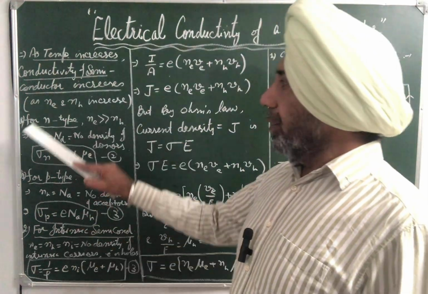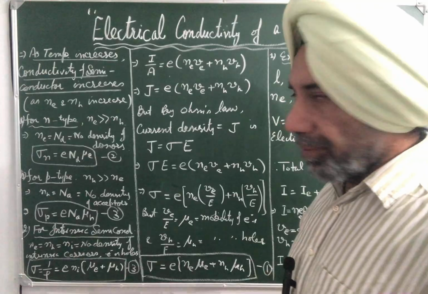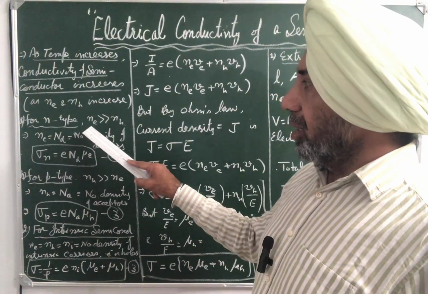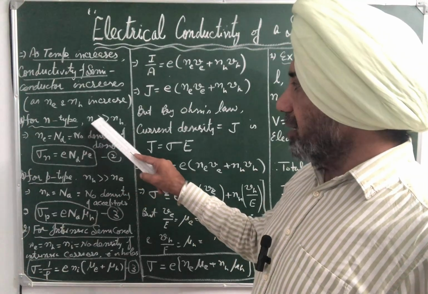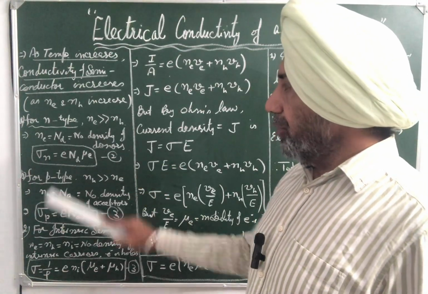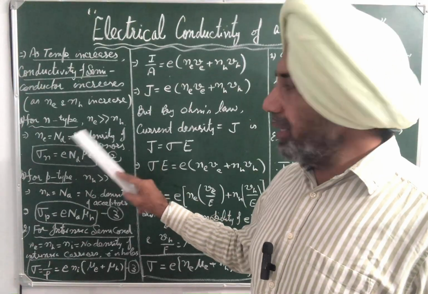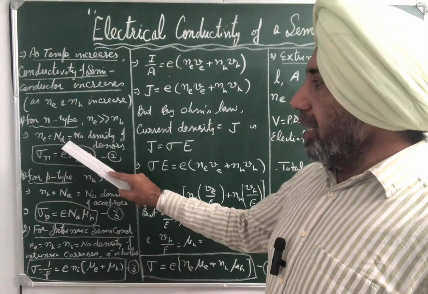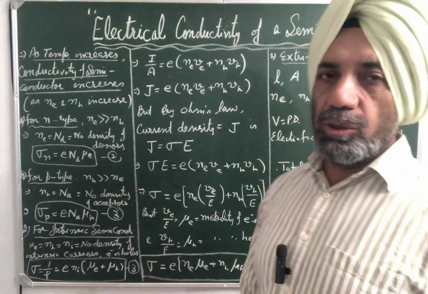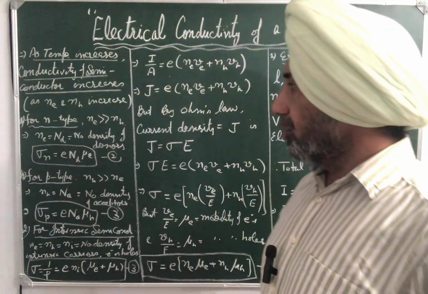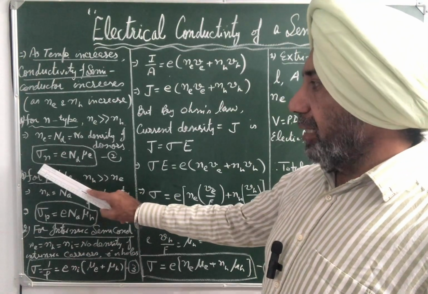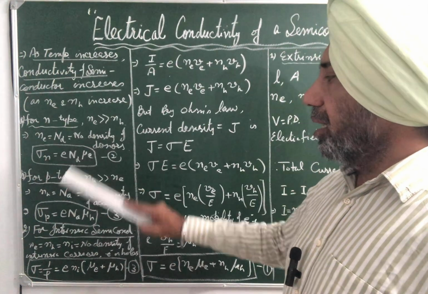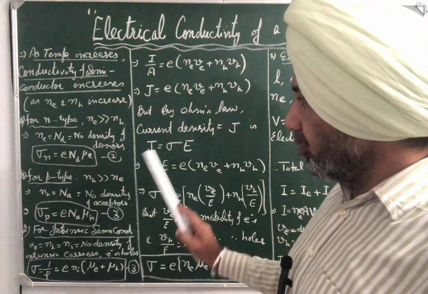Now, special cases, especially for an n-type semiconductor, which has a large number of free electrons due to donor impurity. Ne is greater than Nh. Therefore, Nh can be neglected as compared to Ne. Therefore, Ne = Nd, where Nd is the number density of donor atoms. Therefore, sigma n, that is electrical conductivity for an n-type semiconductor, is equal to e Nd mu e, neglecting mu h.